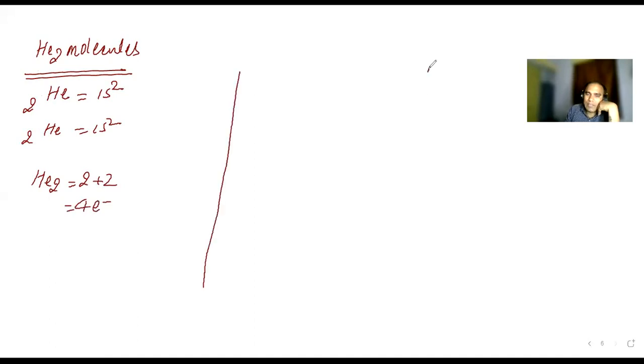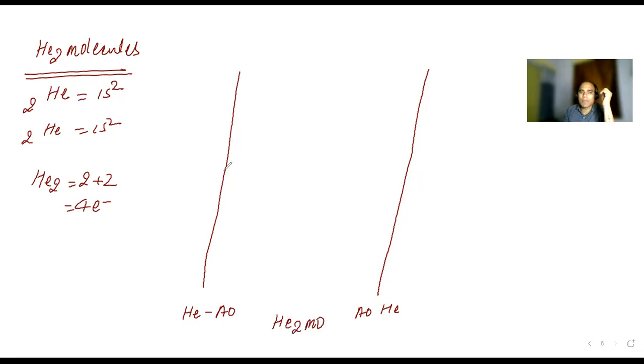Today I'm giving a very simple problem. In the next class we'll go for nitrogen, oxygen, fluorine, neon. Larger problems we'll do in the next class. Here, this line represents a helium atomic orbital, and this line also represents a helium atomic orbital, and in the center will be the He2 molecular orbital. Here this is 1s2, and this one is again 1s2.